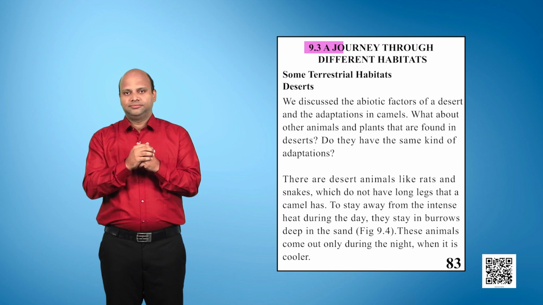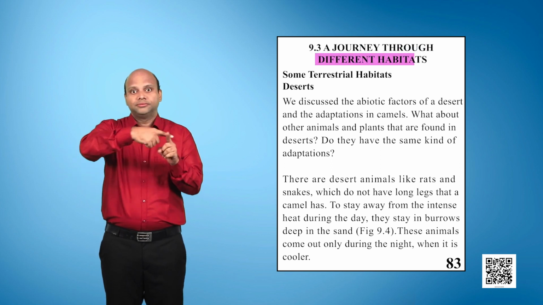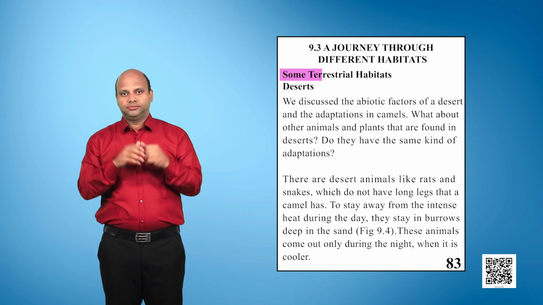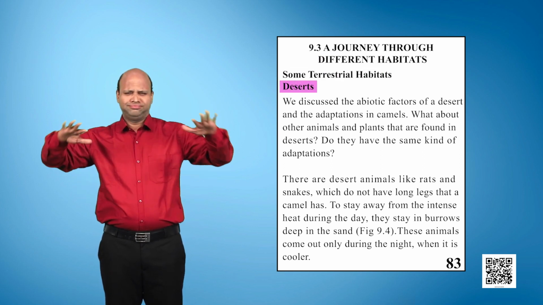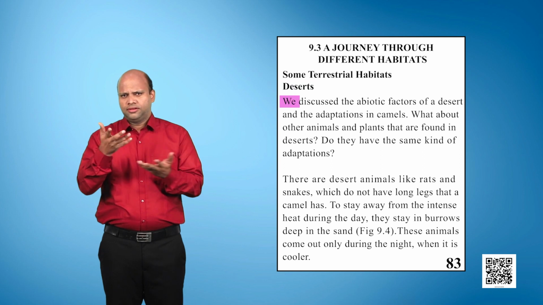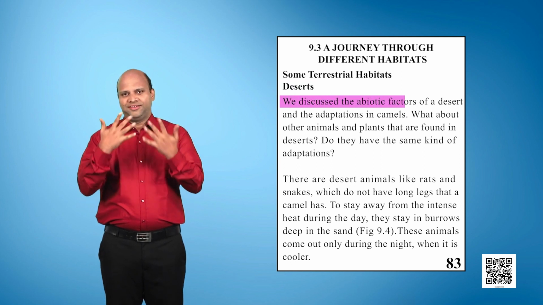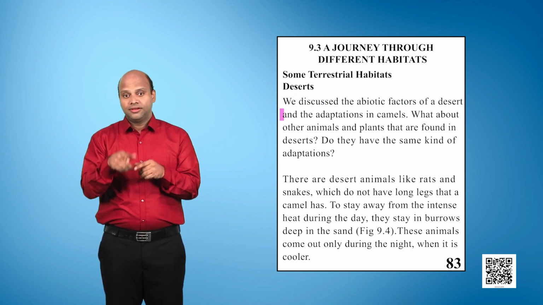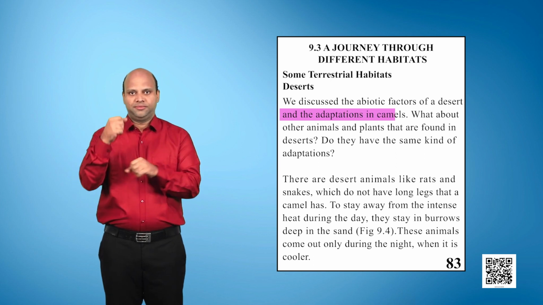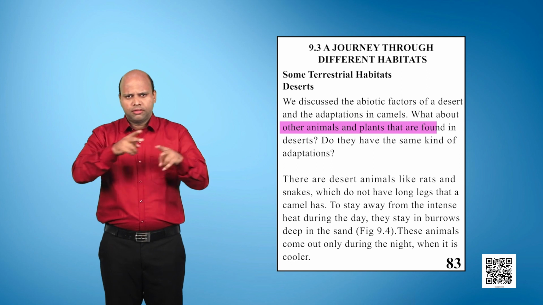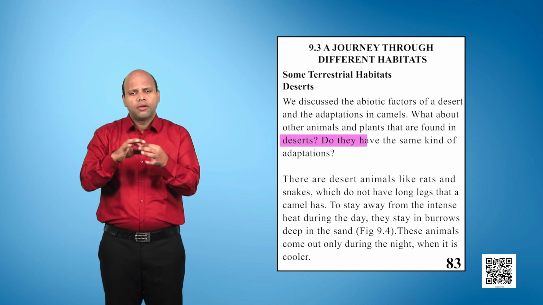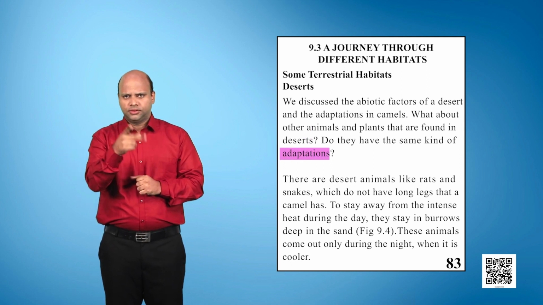9.3. A journey through different habitats. Some terrestrial habitats. Deserts. We discussed the abiotic factors of a desert and the adaptations in camels. What about other animals and plants that are found in deserts? Do they have the same kind of adaptations?